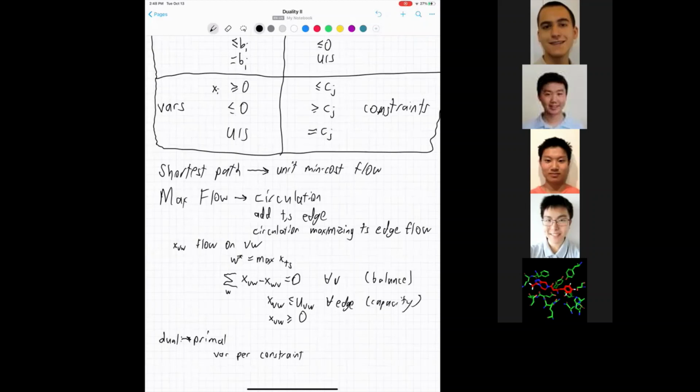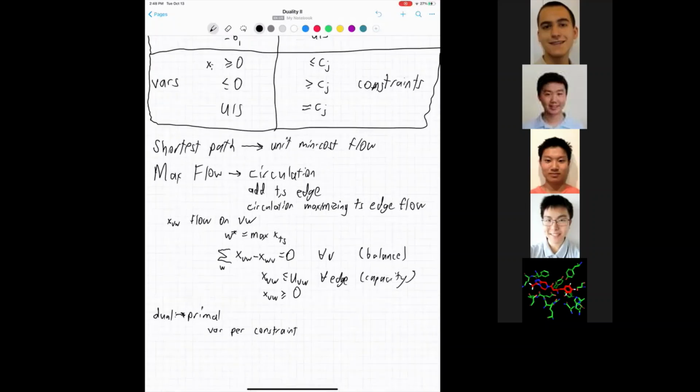Right? And so let me write, notice that there's a balance constraint per vertex and a capacity constraint per edge. So similarly, there's going to be a balance variable per vertex in the primal and a capacity variable for each edge in the primal that I'm building, right? So I'm going to have, I'll call the variables associated with the capacity constraints YVW.